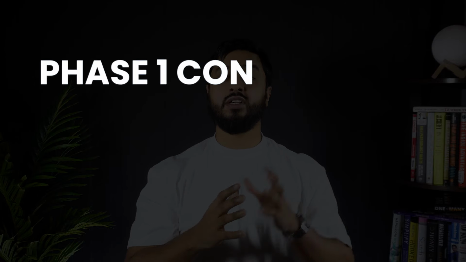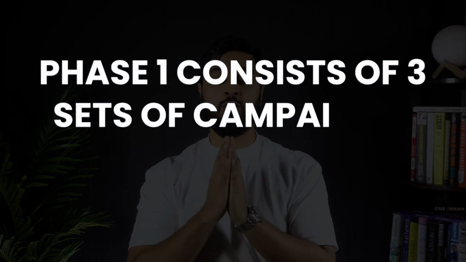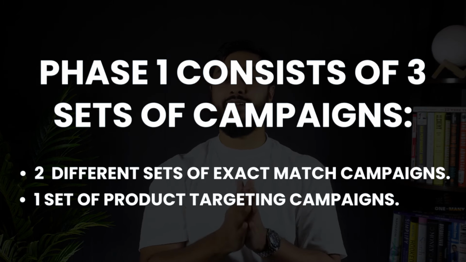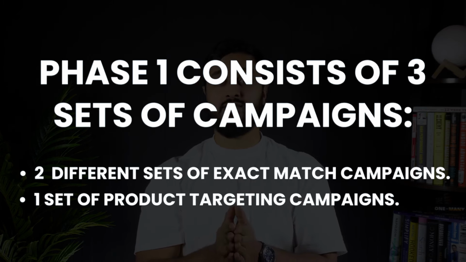So phase 1 consists of 3 sets of campaigns, 2 sets of exact match campaigns, and 1 set of product targeting campaigns. Product targeting is a bit different from keyword-based targeting. It's pretty much what it sounds like, targeting other products, or in Amazon terms, meaning other ASINs.